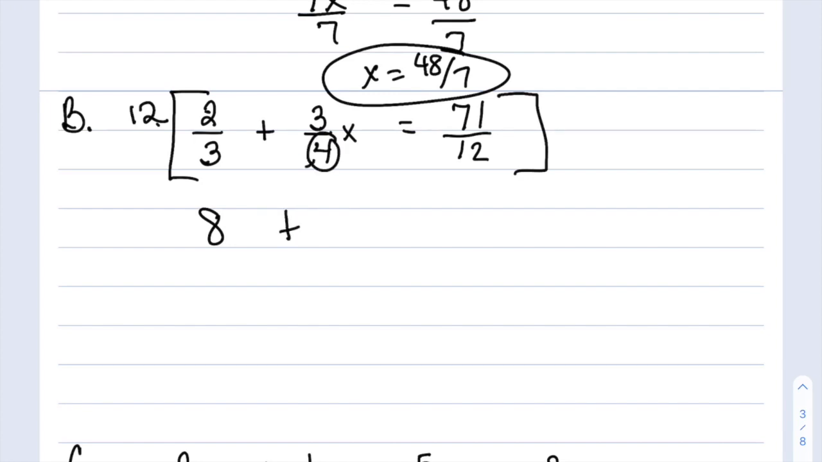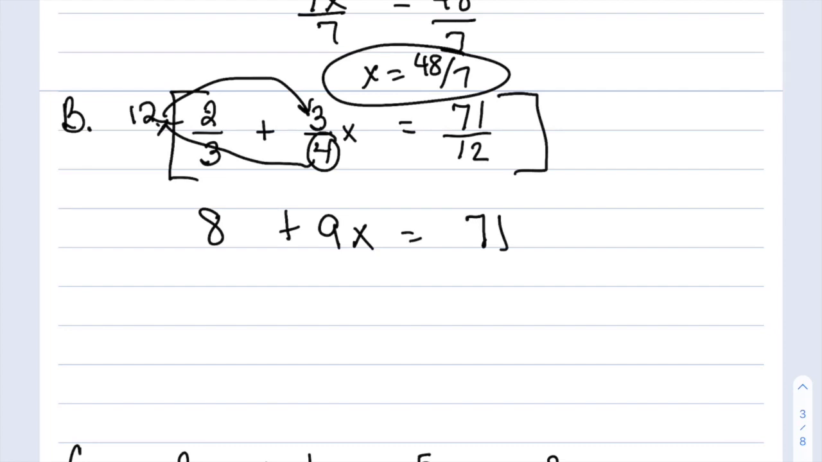4 can go into 12 3 times. 3 times 3 gives me 9, and don't forget your x. 12 can go into 12 one time. 1 times 71 is 71. Now I have a very simple problem.